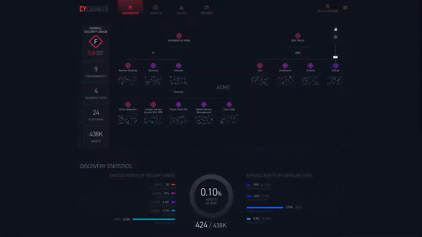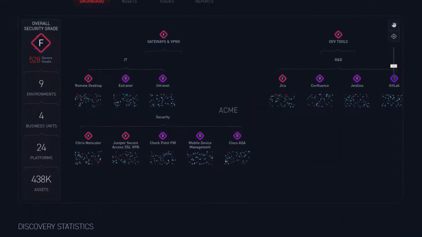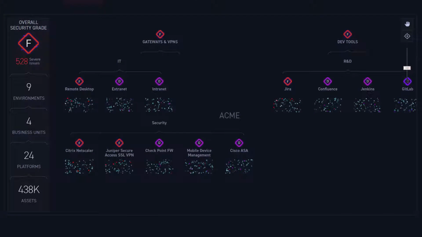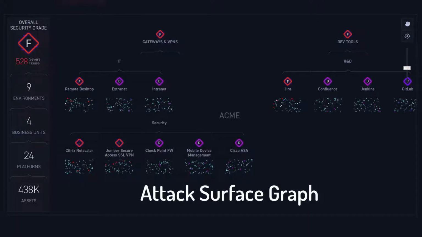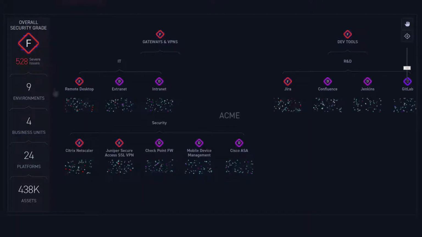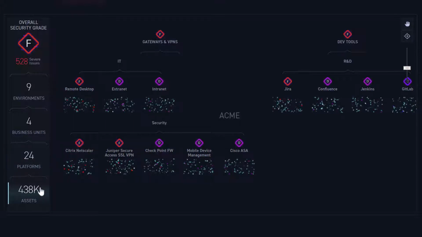The first thing you'll notice after you've launched the application is a grouping of environments, business units, platforms, and assets displayed in a graph at the center of the dashboard. We call this display the attack surface graph. If you move your cursor to the left and hover over environments, the environments in the attack surface graph are highlighted. The same is true for business units and platforms. Hovering over assets expands the dots that represent assets just below the platforms. The dots are color-coded by severity.